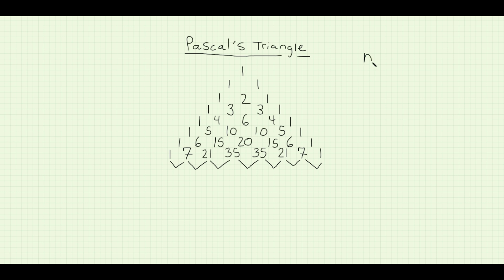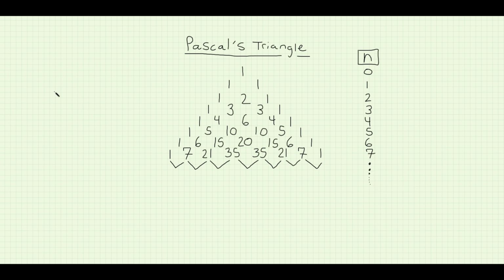I will draw an N up here, and I'm going to start assigning rows numbers. So this row here is going to be row 0. This can be row 1. This will be row 2, 3, 4, 5, 6, 7, and then this could continue.